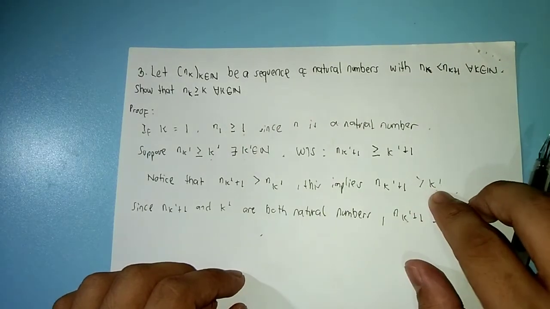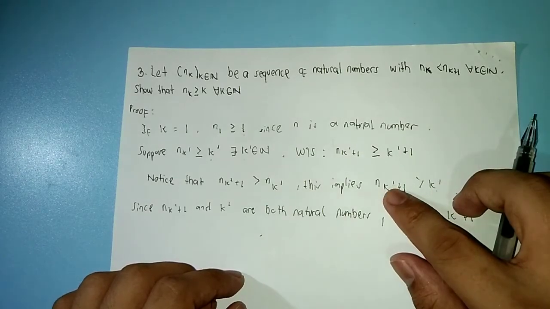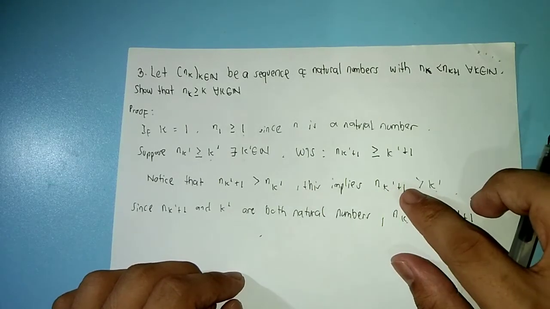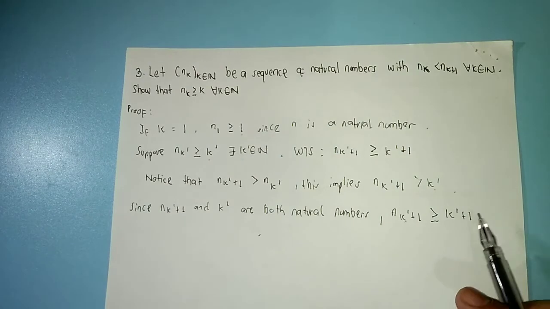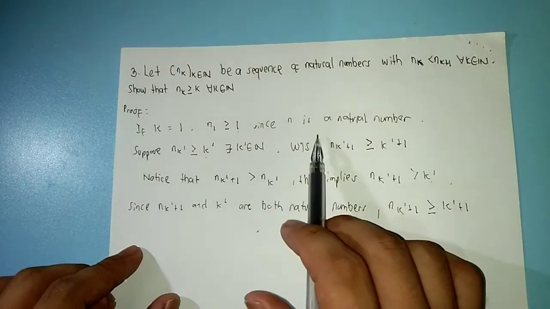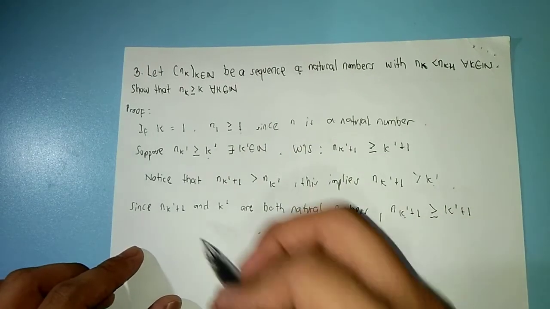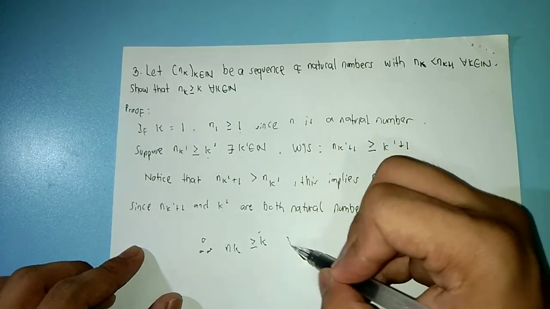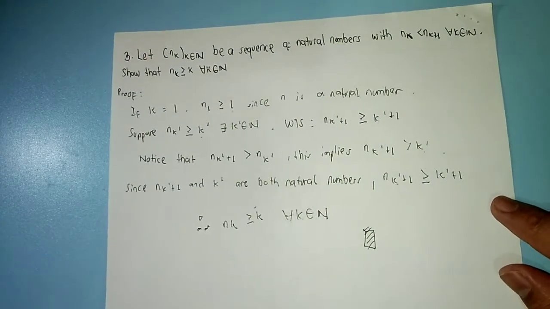So ibig sabihin, imposible na kapag dinagdagan mo ng 1 to, okay, maging mas malaki to dito. Kasi mas malaki to eh, greater than eh. So kapag nagdagdag ka ng 1 to, it's either mag-equal lang siya dito o mas malaki pa rin to kung sakaling malayo yung distance niya dito. Okay. So nagdagdag lang tayo ng minimum distance which is 1. And ito yung gusto nating ipakita. N sub k prime plus 1 is greater than or equal sa k prime plus 1. So na-prove na natin. So therefore, we can conclude that n sub k is greater than or equal to k for all natural number k. And this is done. Okay, so ganun lang siya kasimple.